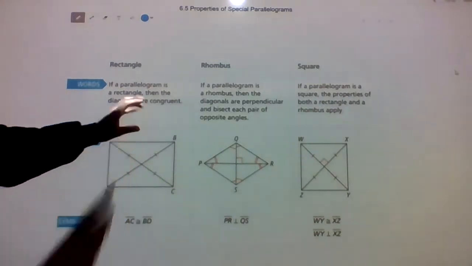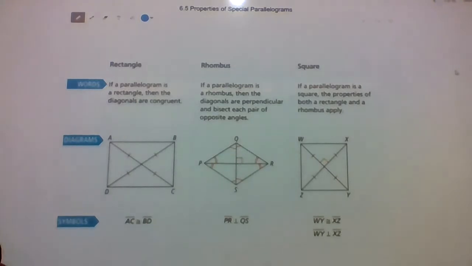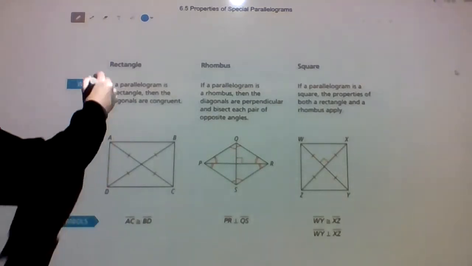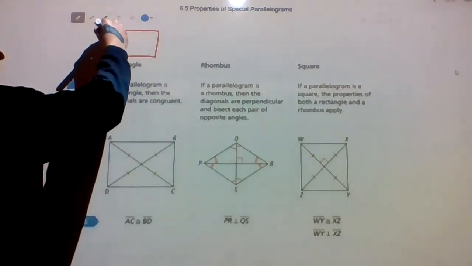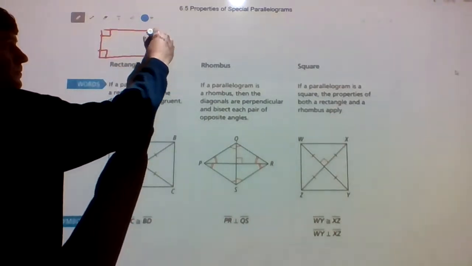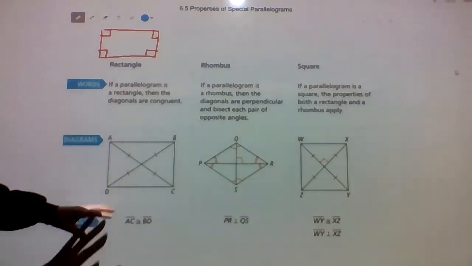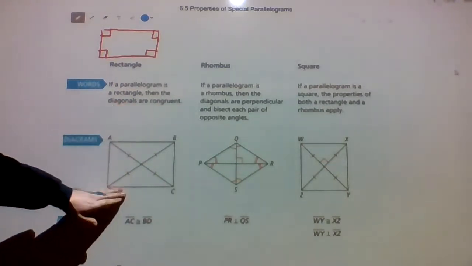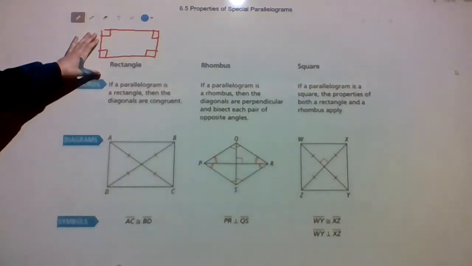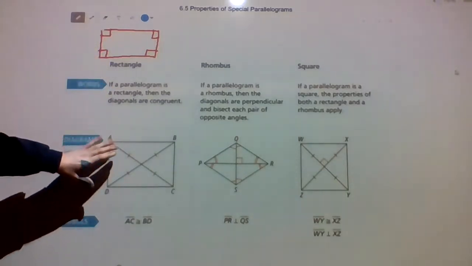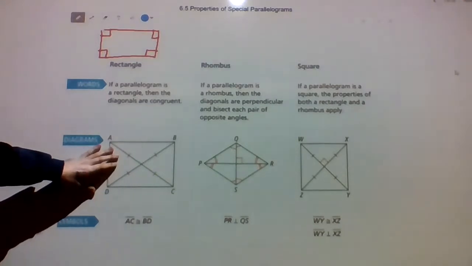Okay, so 6.5 are the properties of special parallelograms. Let's just go through each. A rectangle we define as a parallelogram with 4 right angles, and it has one additional property with its diagonals: the diagonals are congruent. So in a rectangle, we defined it as a parallelogram with 4 right angles, and the extra property is that the diagonals are congruent.